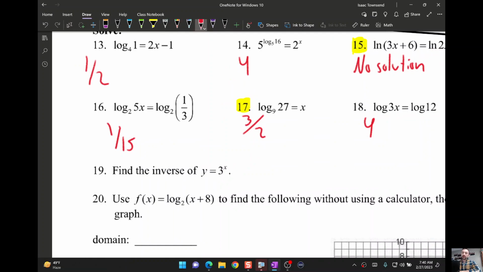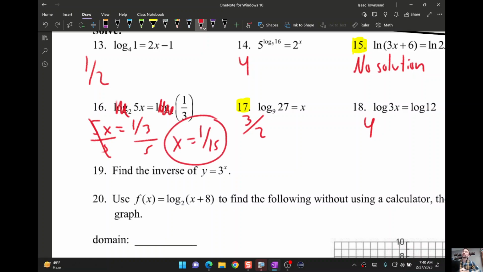Okay, so we've got log base 2 here, but also log base 2 here, so that part's already equal. So 5x equals 1/3. So divide both sides by 5. 1/3 divided by 5 would be 1/15. Is that enough? Yes. Okay.